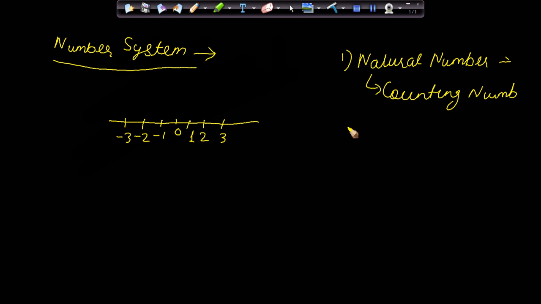So how will you start counting number of students in your class? You will start with 1, right? You won't start with 0. You will start with 1, 2, 3, 4. So like this you will go on. So natural numbers or counting numbers start with 1.